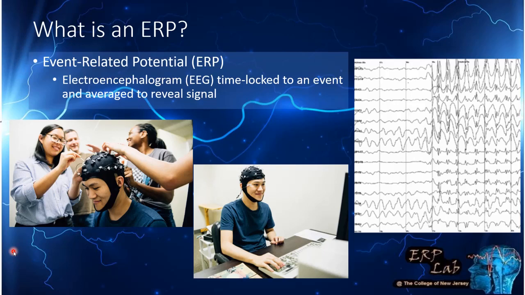Okay, just in case you missed the previous video, first I want to define very quickly what an ERP is. It stands for Event-Related Potential, and essentially we record the electroencephalogram, EEG, by recording from a number of electrodes across the scalp. So here you can see EEG, and time is the x-axis, voltage is the y-axis, and the lines represent activity on an individual electrode. We time lock the EEG to an event, like the presentation of a word or a picture, and then we average the EEG to reveal a signal. That signal is called the ERP.